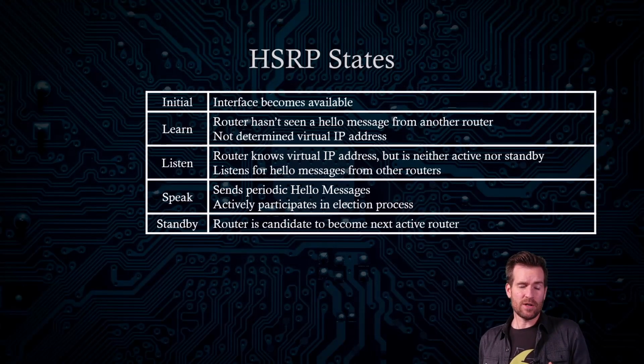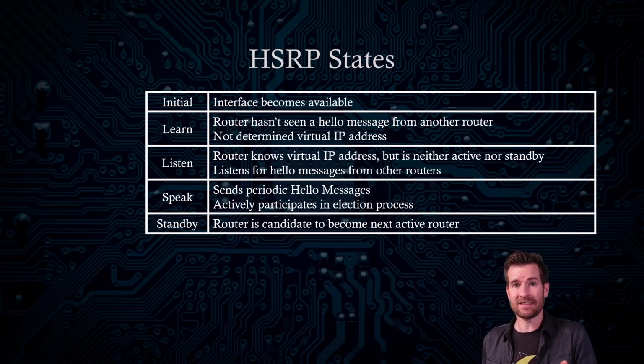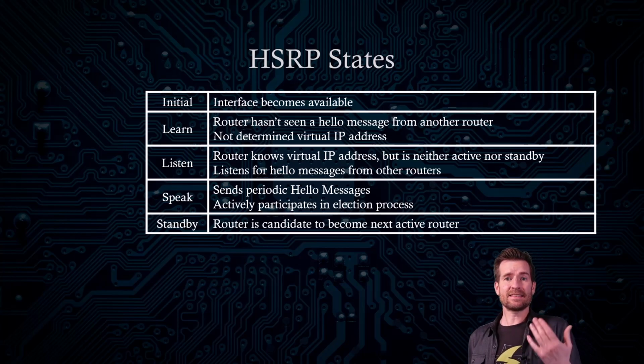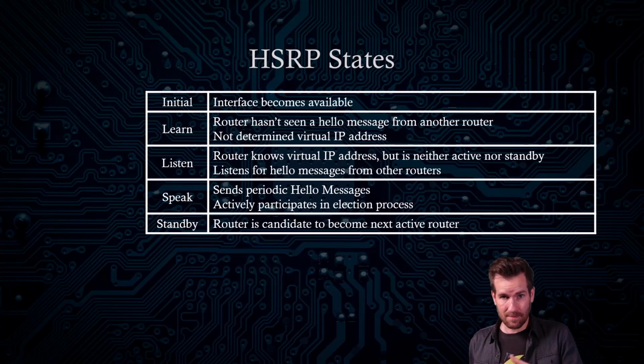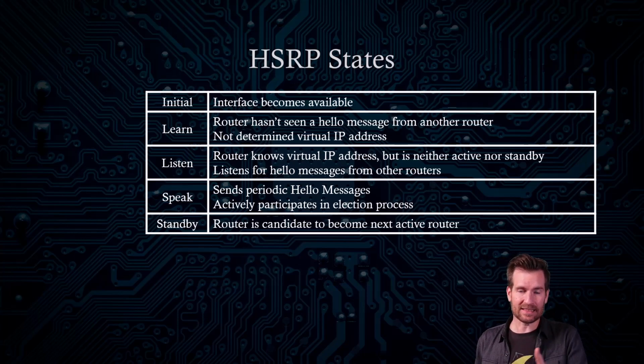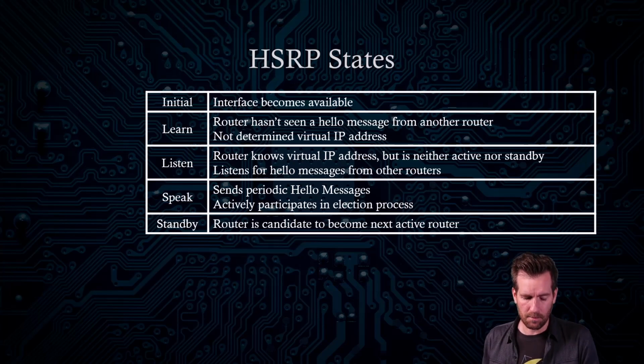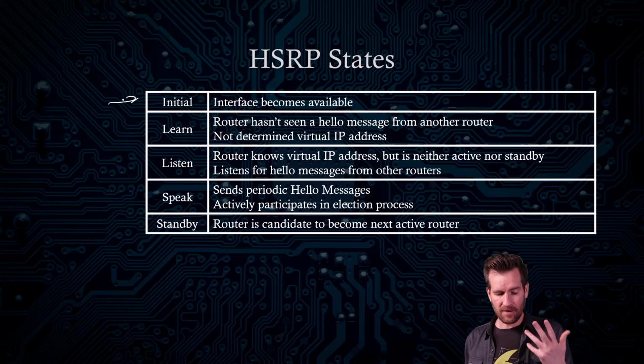Of course, we don't want a device, a router, or a layer 3 switch to come up and suddenly start responding as if it's the active one. It needs a little bit of time to make sure that it is going to participate and that no one else is out there that's the active one yet. So it's got to go through these HSRP states. It's very similar to other protocols that we've seen. It starts out in the initial phase, which means the interface comes up.